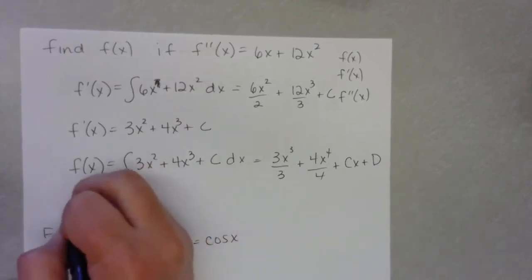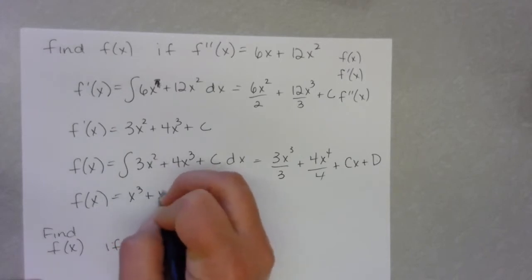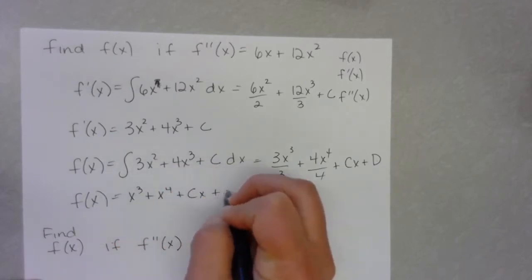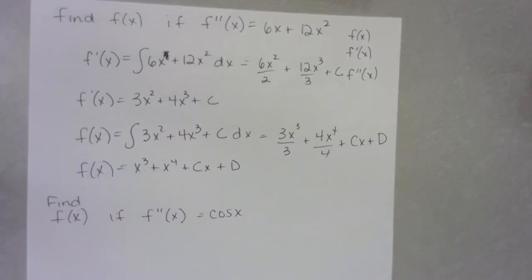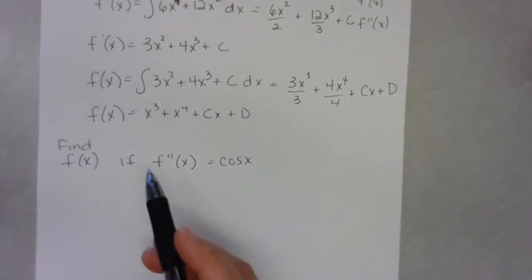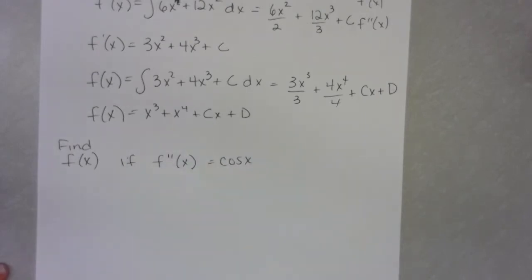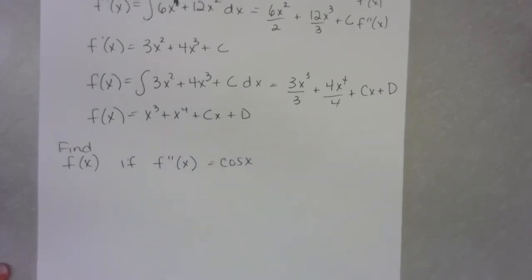Okay, so my f of x is, simplifying, x cubed plus x to the fourth plus cx plus d. And that's all that I can tell you from right now. There are future examples where we'll be able to find the c and d if we're given more information. But right now, that's all we have.